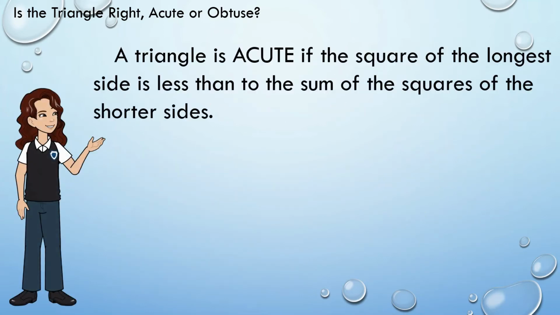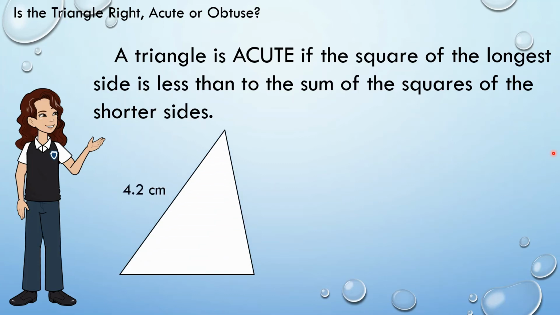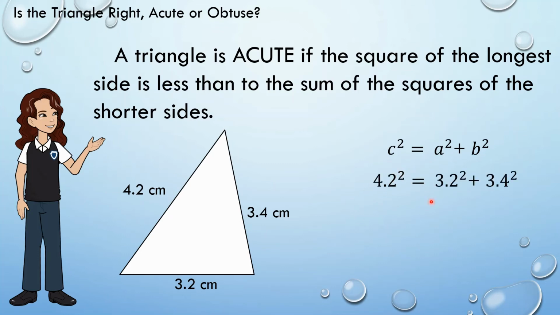Okay, the third one: a triangle is acute if the square of the longest side is less than the sum of the squares of the shorter sides. So we have an acute triangle here. The measures are 4.2 centimeters, 3.4 centimeters, and 3.2 centimeters. So we use again this formula. The longest side is 4.2. So 4.2 squared is compared to 3.2 squared plus 3.4 squared.